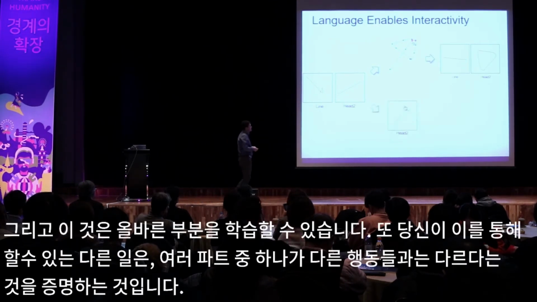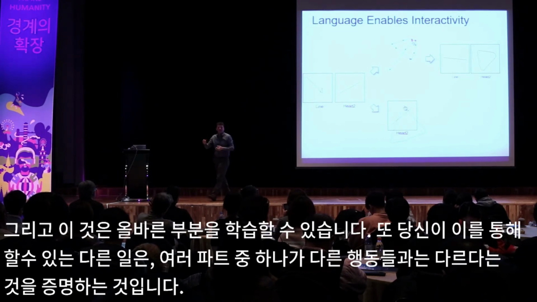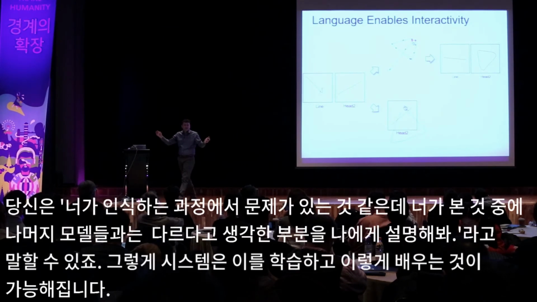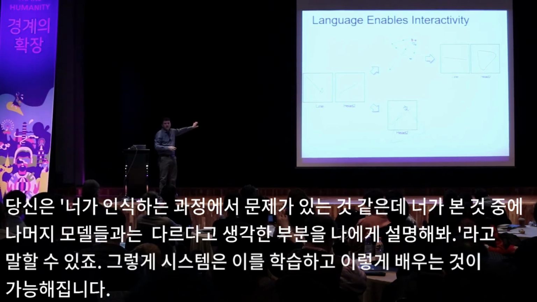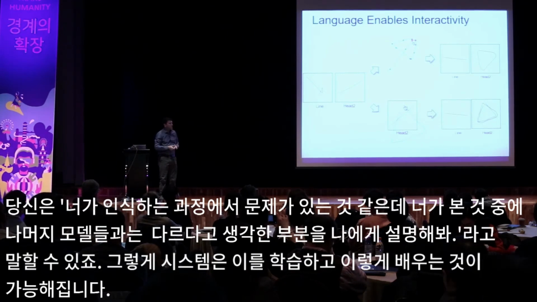The other thing you can do is demonstrate one of the parts separate from the rest of the gesture. You can say, you're having trouble recognizing a head 2, let me just demonstrate what that looks like separate from the rest of the model. And so it learns that, and then it's able to learn that, well, then this must be a line.